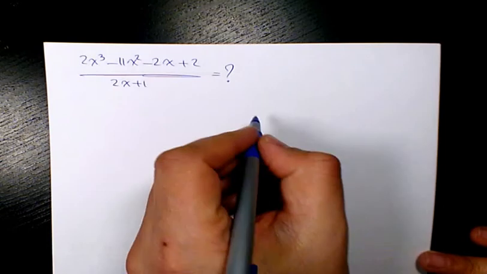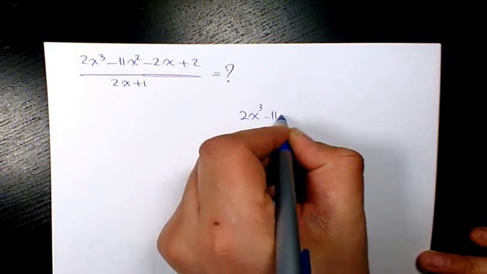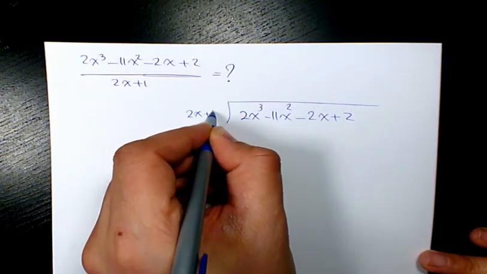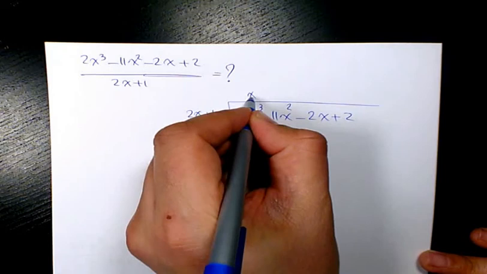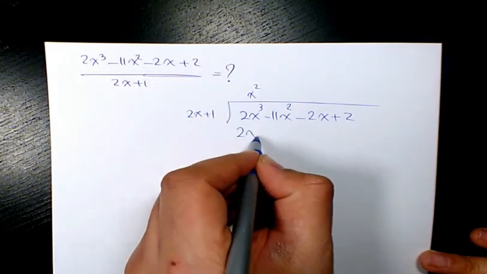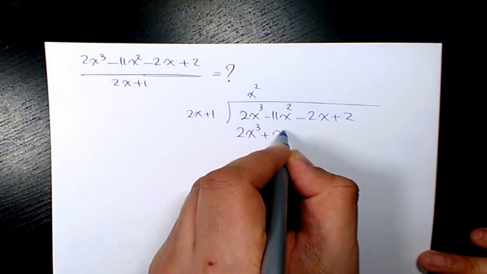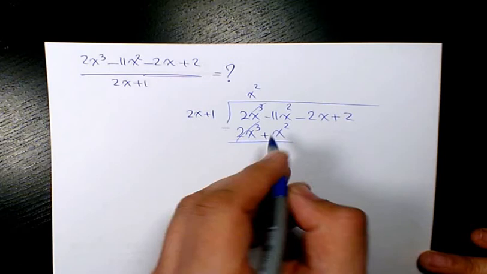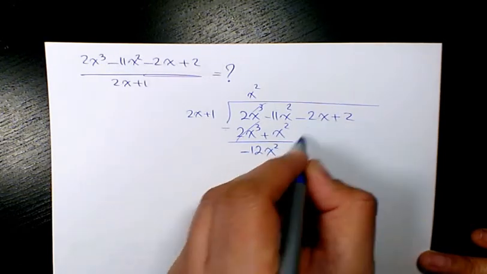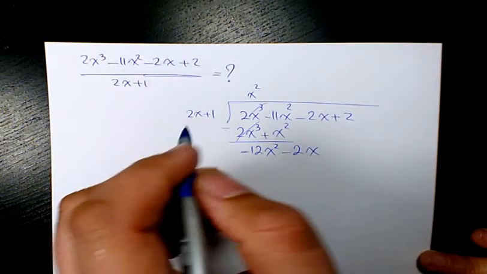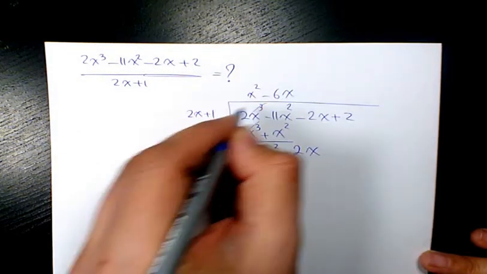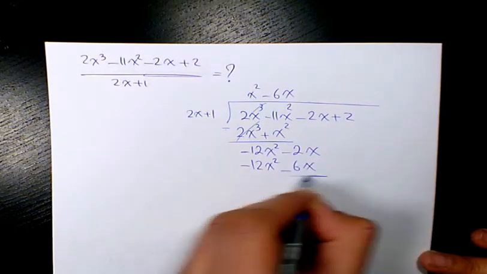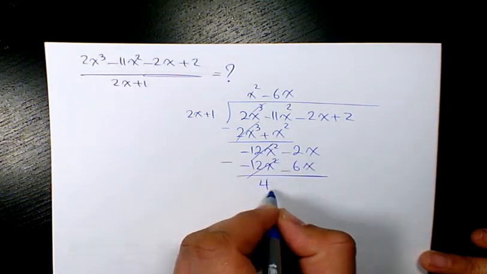In this example, I want to divide 2x cubed minus 11x squared minus 2x plus 2 divided by 2x plus 1. 2x cubed divided by 2x is going to be x squared. x squared times 2x is going to be 2x cubed. x squared times 1 is going to be x squared. Cancel out. Negative 11x squared minus x squared is going to be negative 12x squared. Negative 2x. This one divided by this guy is going to be negative 6x. Negative 6x times 2x is going to be negative 12x squared minus 6x. They cancel out. It's going to be 4x.